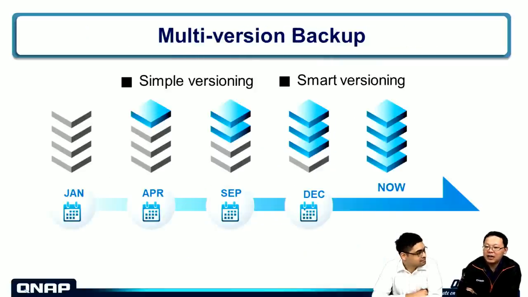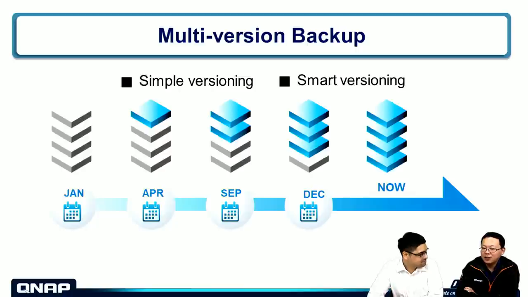So multiple version backup, QNAP Hybrid Backup Sync supports two modes. The first one is simple versioning. That means you just set a number, for example, 100 versions for your backup job. It's very simple and easy to understand. But this mode has a problem. In case you configure a backup task by every hour, an hourly backup job, then for 100 backup versions, you can get about 4 days of backup data back.